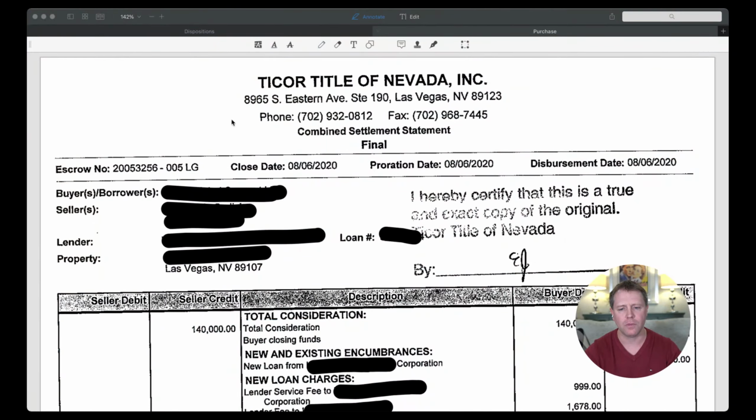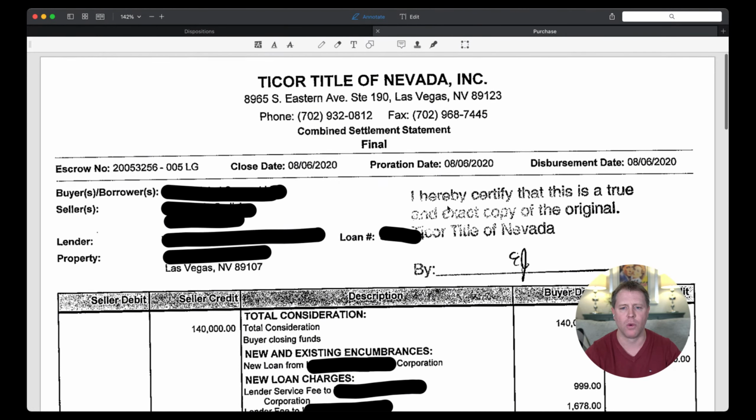So let me bring up the HUD really quickly, and I will show you here what some of these costs are made up of on the HUD. So give me just a little second here. I'm going to, okay, let's see.